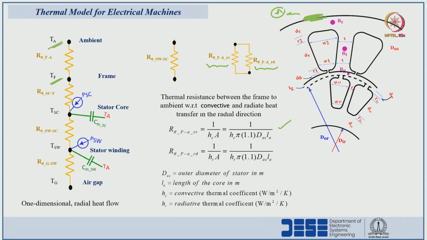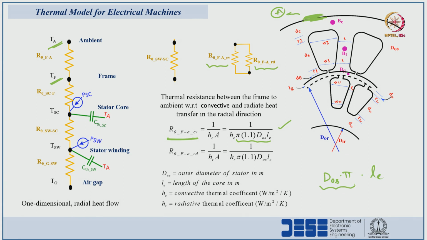For calculating the convective thermal resistance, it is 1 by Hc into the area with respect to convective heat transfer. The area for convective heat transfer is nothing but perimeter into length, the x axis length into the y axis length. The x axis length is nothing but d naught s into pi, and the y axis length is nothing but L into E.